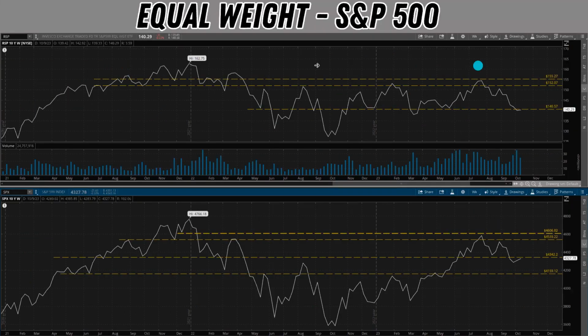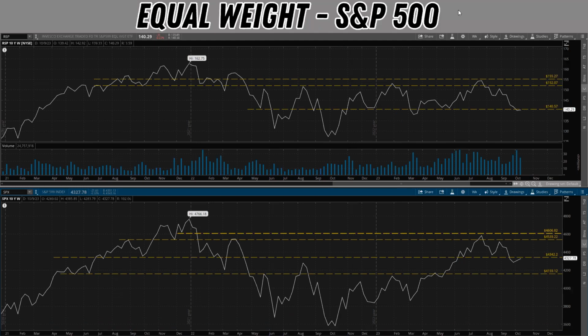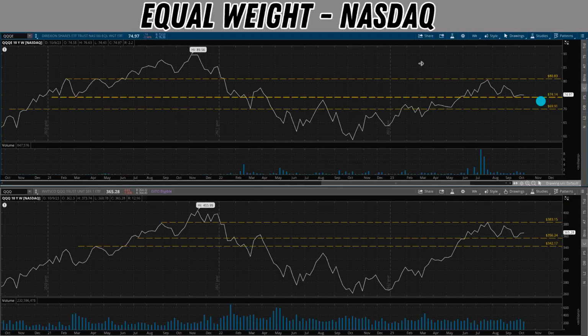And to finish things off here, we have our equal weight on top. This is the RSP, with the S&P 500 on the bottom. We're seeing a lot of confluence right now. Both of these broke through key support and are retesting that level as resistance at the moment. It'll be very important to see whether or not they reject those levels and continue their downtrend.